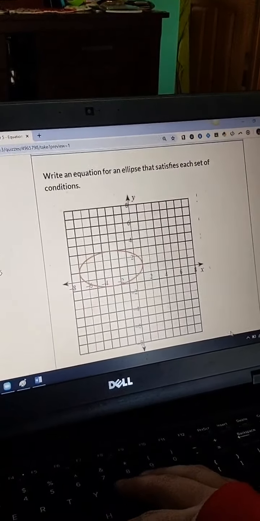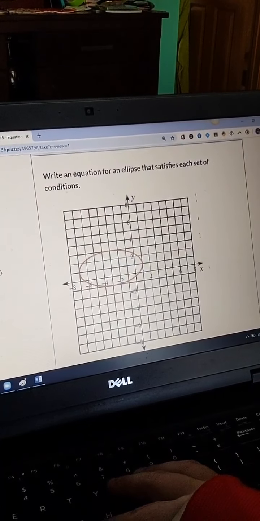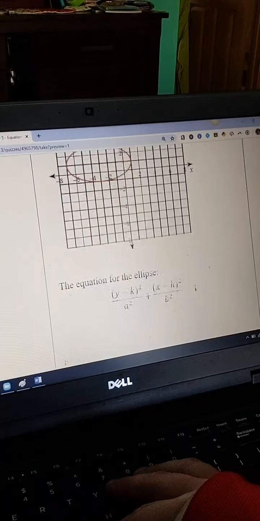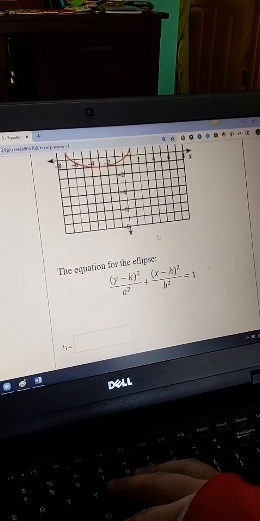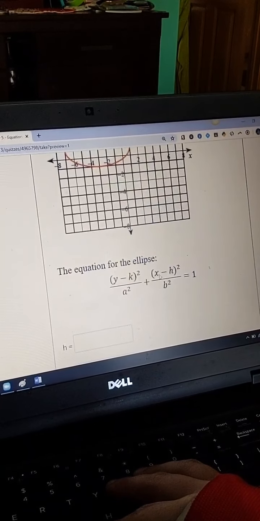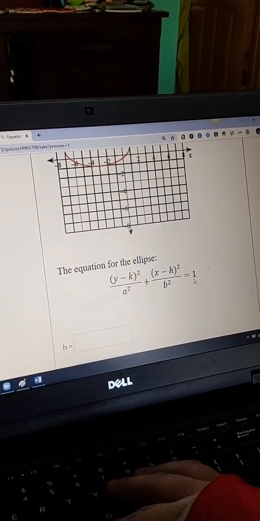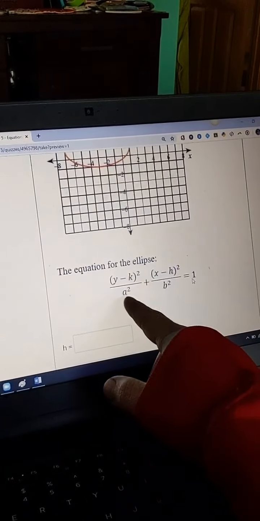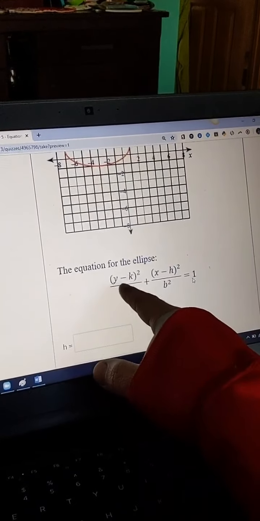Okay, let's get this started. So today what we are going to do is continue what we did yesterday, except we don't have points, we have a graph. So we're still going to use the standard equation, y minus k squared over a squared plus x minus h squared over b squared equals 1. The key to know here is that h and k come from the center, and then this is where a lot of people are messing up.